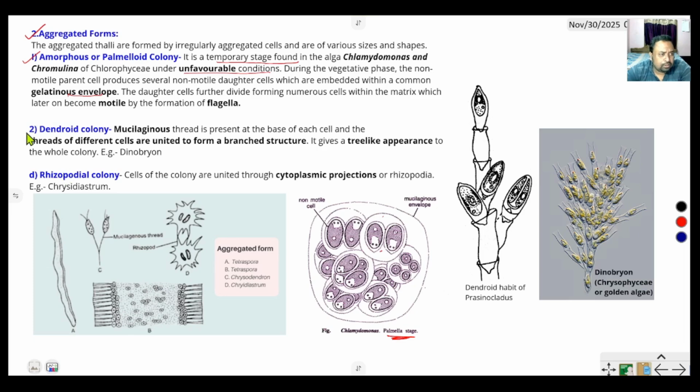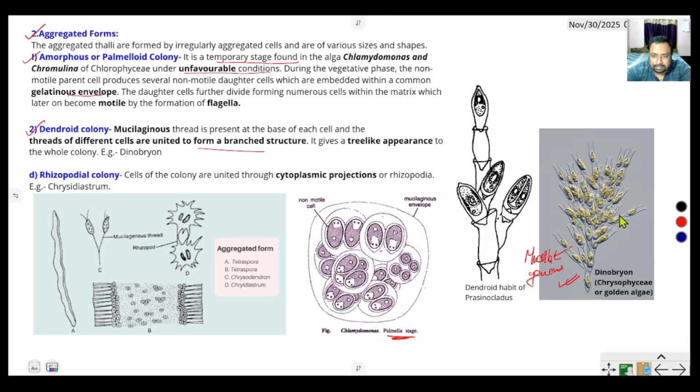Number 2, dendroid colony. Dendroid colonies are found in Dinobryon. This is the dendroid colony. Mucilaginous threads are present at the base of each cell. The threads of different cells are united to form a branch-like structure. It is not a true branch, but the threads of different cells are arranged to produce a branch-like structure.